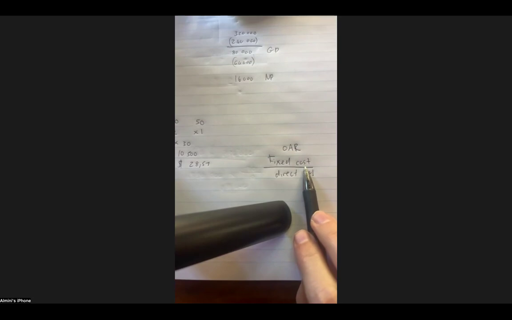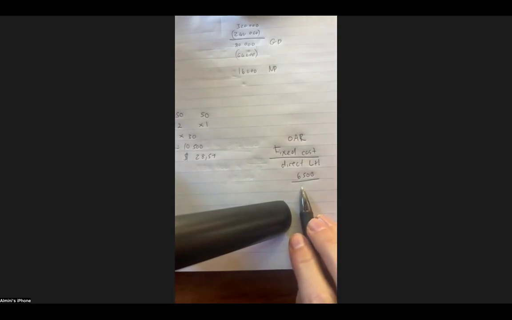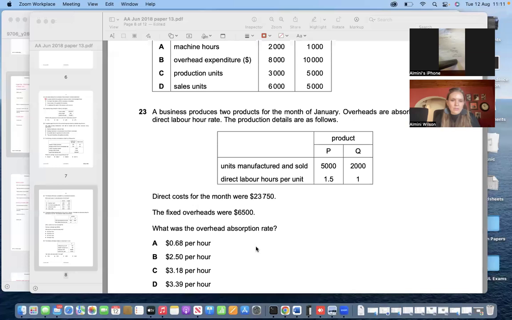So we need to first of all look at what our fixed costs were. The fixed costs were 6,500. And that's going to be then over, you must be careful with your direct labor hours, how many there were, because of P, there was 5,000 and you had to spend 1.5 making each one. And of Q, there was 2,000 and you spent 1 hour on each of those. So if you just quickly use this basic formula and type it into your calculator, you should get 0.684.